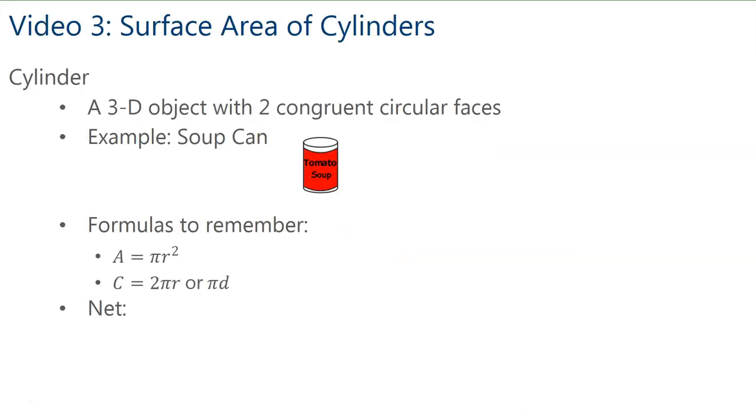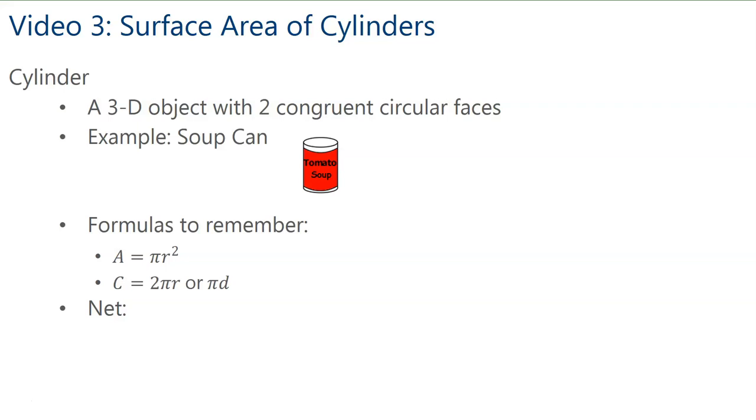Let us now look at the surface area of a cylinder. Now, a cylinder is a 3D object with two congruent or equal circular faces. So picture a soup can. The top and bottom are circles.